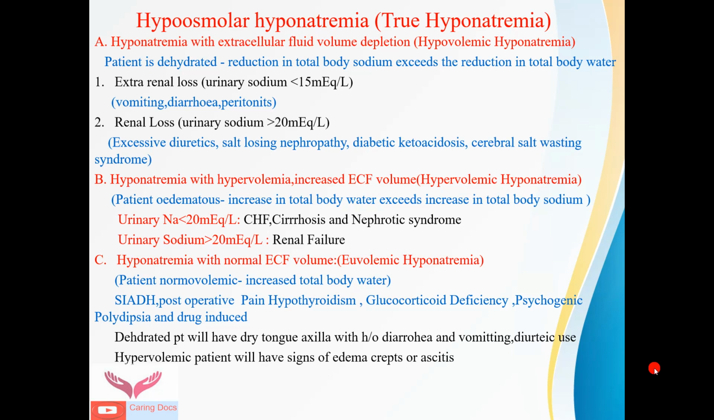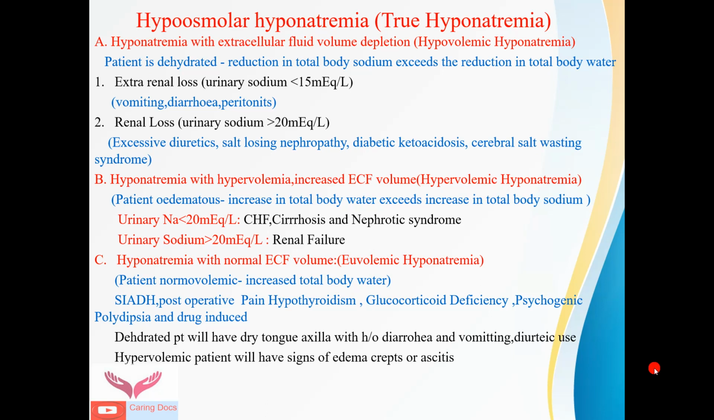Secondly, hyponatremia with hypervolemia. Hyponatremia with hypervolemia means in these patients there will be increased extracellular fluid volume, and these patients will be edematous. So this hyponatremia is called hypervolemic hyponatremia. Patient is edematous. There will be an increase in total body water. The total body water increase will be very much as compared to the total body sodium.